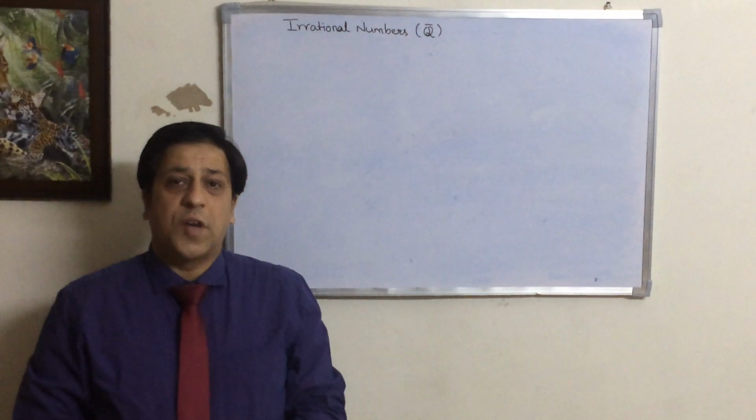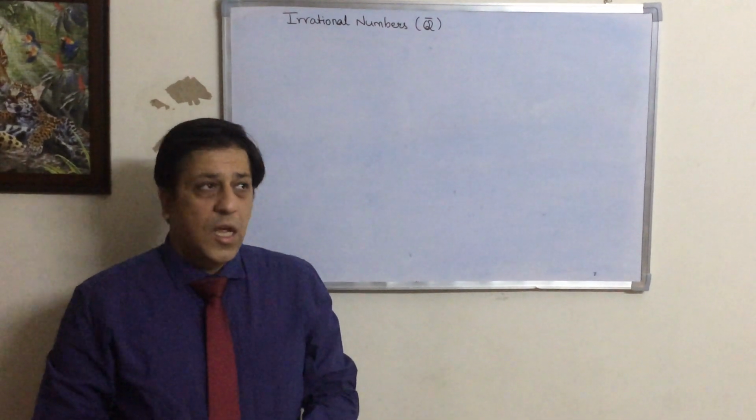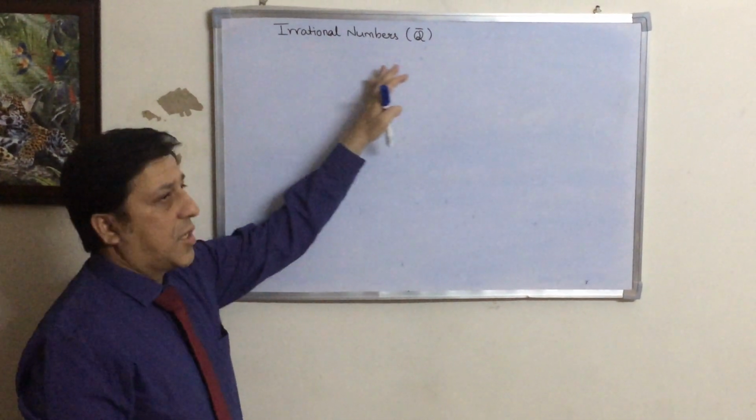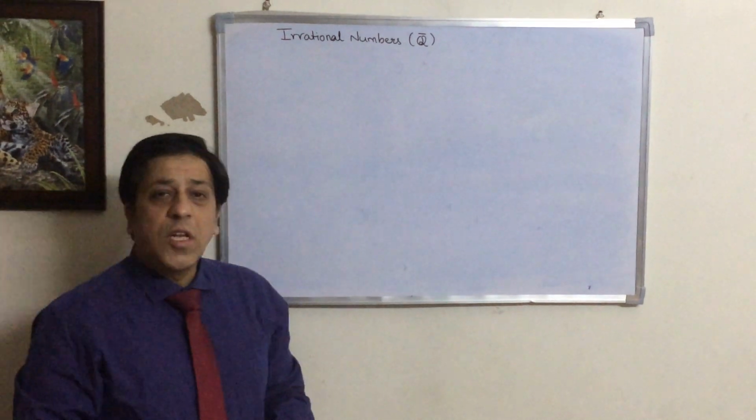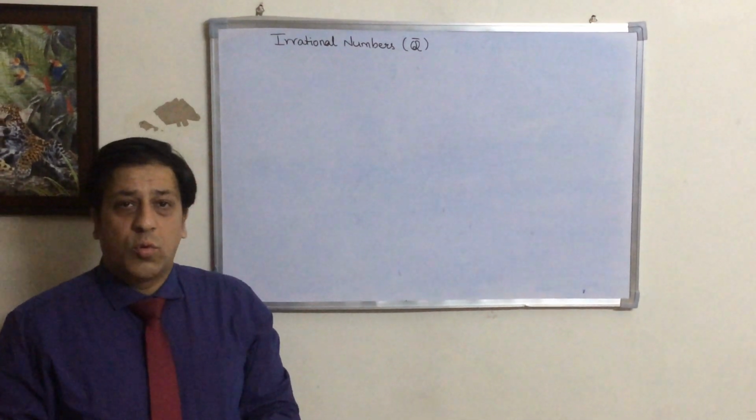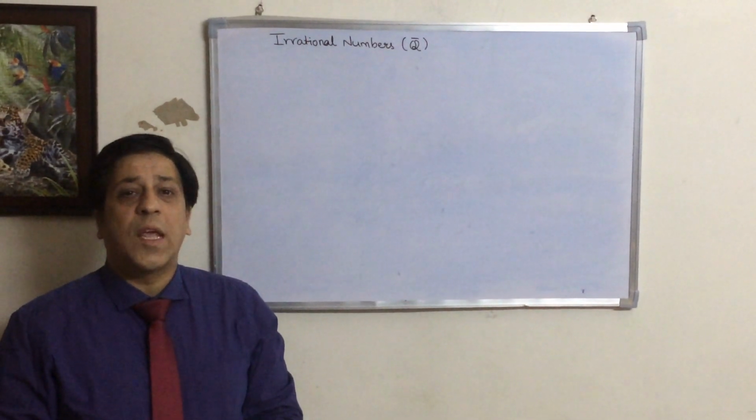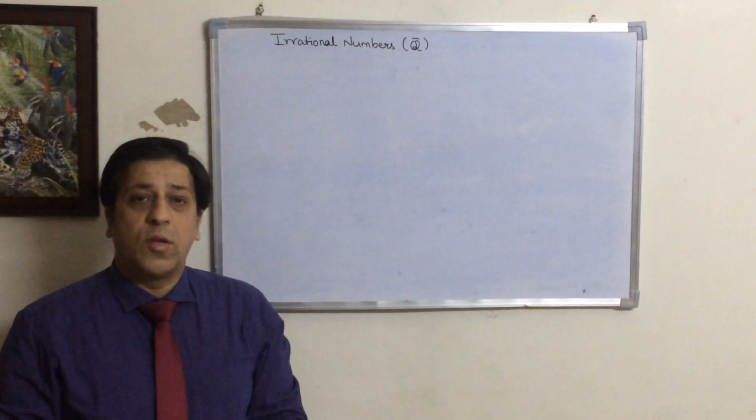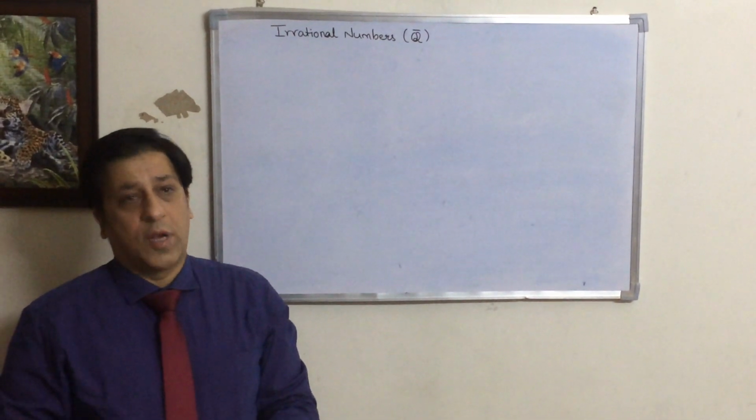We have already done rational numbers in the previous class. So, what are irrational numbers? Irrational numbers are those numbers whose values cannot be calculated or whose values cannot be determined accurately.